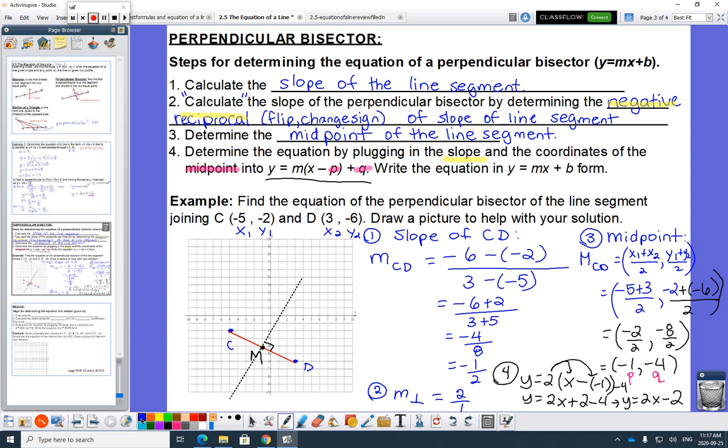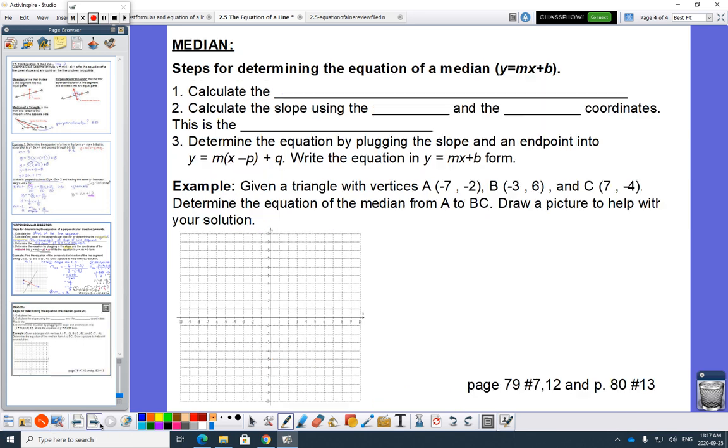Okay, and the other one we did was median. So again, if you're a procedure kind of person, we'll write out the procedure. For median, now median implies middle, right? So we need the midpoint. I'm going to draw a triangle here.